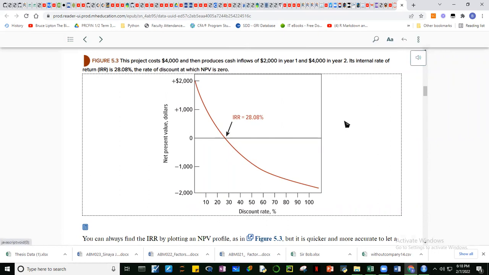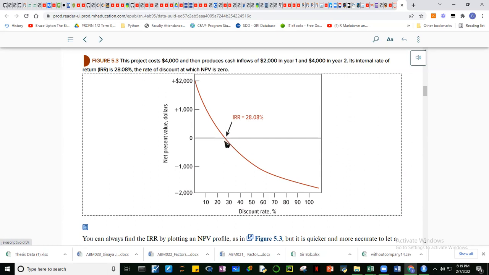Now, we know that for the net present value, the decision is made when the net present value is positive, then the project is feasible. Otherwise, we reject the project because it's not feasible. For IRR, take a look at this graph. This is what you call the NPV profile. So on the y-axis, you have the net present value. On the x-axis, you have your discount rate or your weighted average cost of capital.